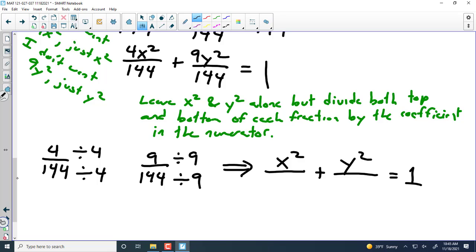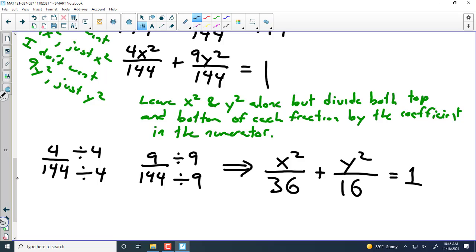Then, either doing math in your head because you're awesome with your multiplication and division, or reaching for the calculator, you do 144 divided by 4 and 144 divided by 9. And what's 144 divided by 4? 36. And what's 144 divided by 9? 16. Math, more enthusiasm. So much fun. And then it looks like a regular ellipse.